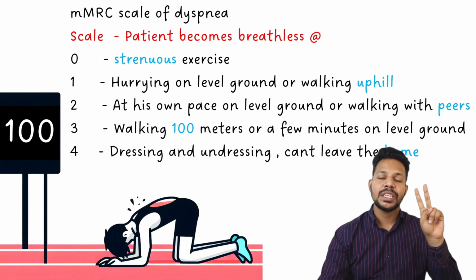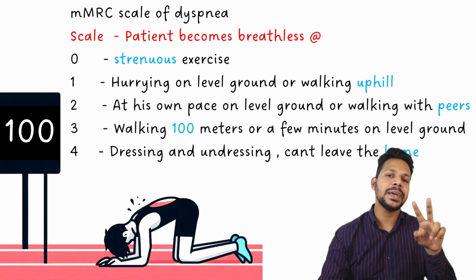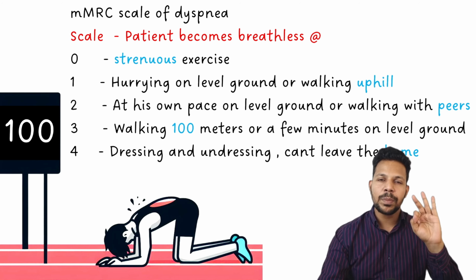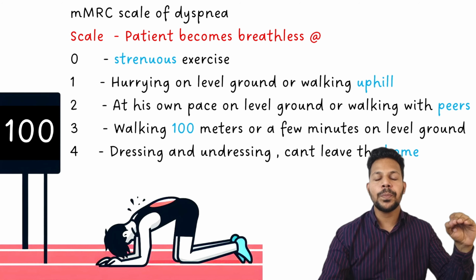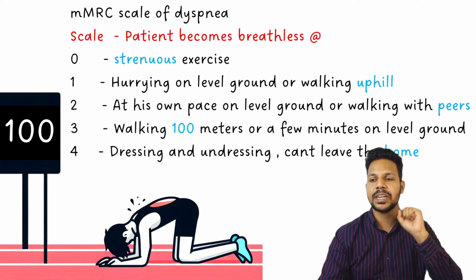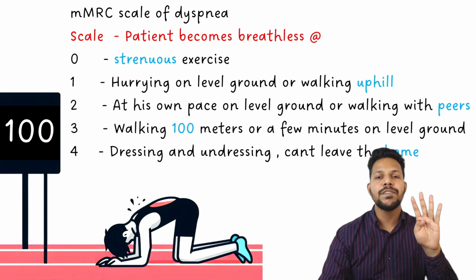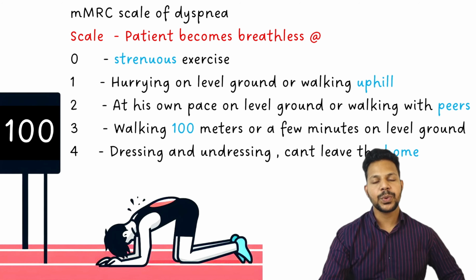Grade 2 is the patient will not be able to maintain the same pace as that of a second person, that is a peer. Grade 3 is the patient will not be able to walk properly till a 3-digit number, that is 100 meters on a level ground. Grade 4 is the patient will not be able to leave a 4-letter word, that is home. Okay, you can remember this MMRC scale by using this mnemonic.